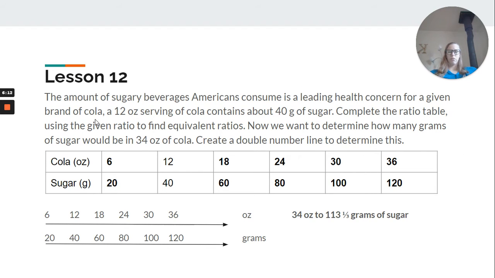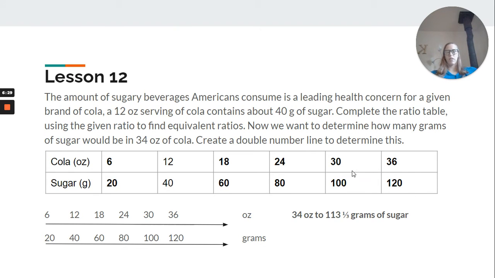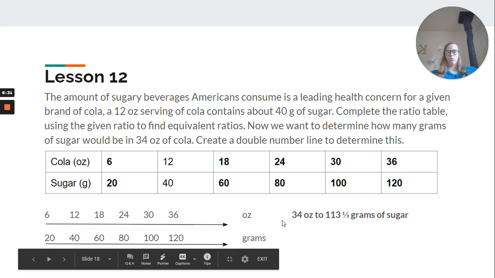So we're going to have everything available here. So 6 to 20, 18 to 60, 24 to 80, and so on. We want to find 34 ounces of cola. How many grams of sugar? So we know 34 is between 30 and 36, which means that the grams of sugar is between 100 and 120.